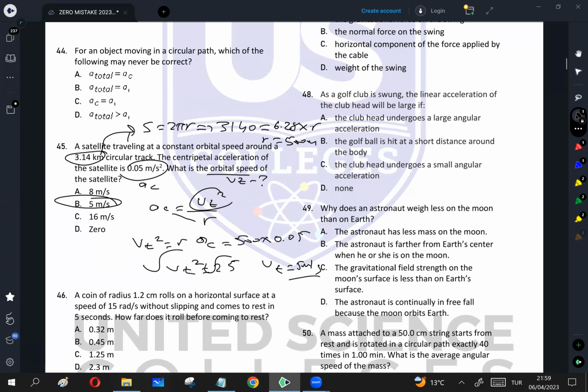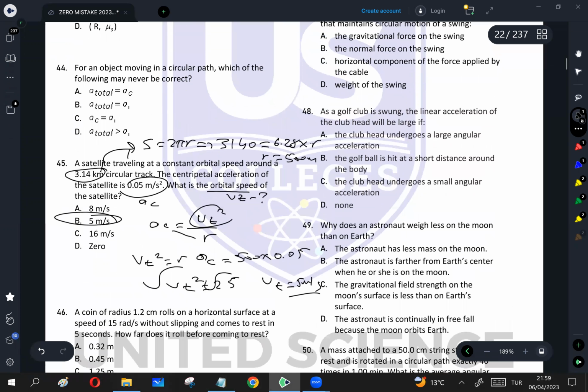As a golf club is swung, the linear acceleration of the club head will be large. So a golf club is something like this. There is a head, and you are holding from this point. This point is the axis of rotation, and then it's swung around this point, something like this. So we are going to calculate linear acceleration, in fact, tangential acceleration. Of course, angular acceleration is alpha. If there's a linear acceleration, there must be an angular acceleration because they are related. R times alpha is AT.